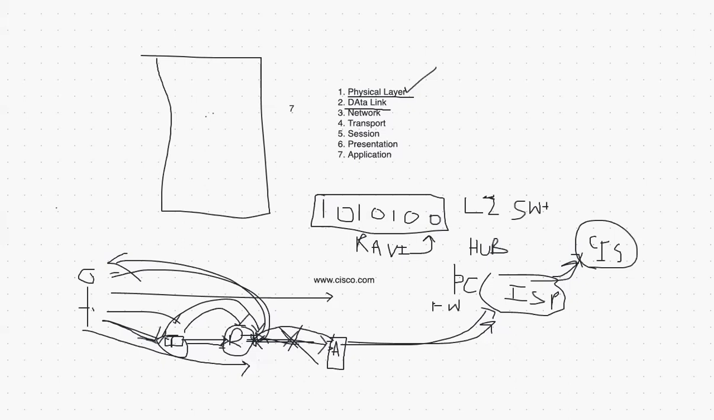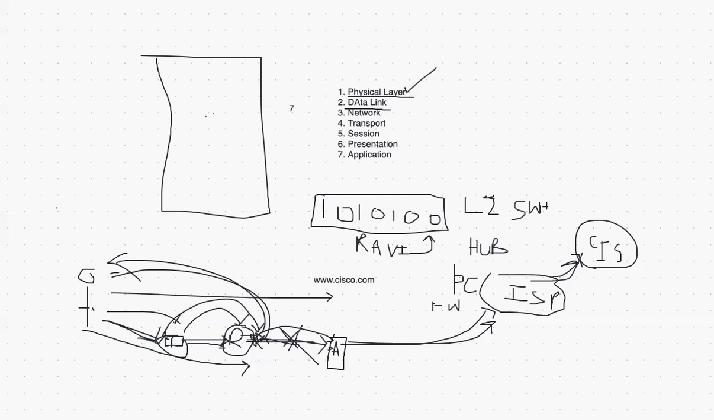So what is data link exactly? Data link is something that will help to connect two devices by passing ones and zeros to communicate between them. So if your device is not forwarding the frames, that means that there is a problem in the layer 2.